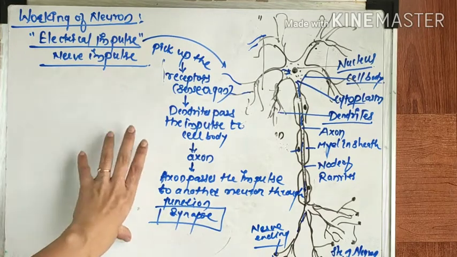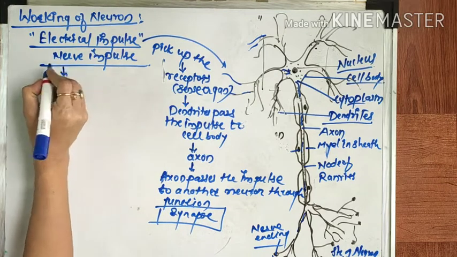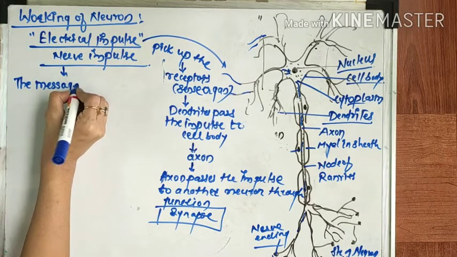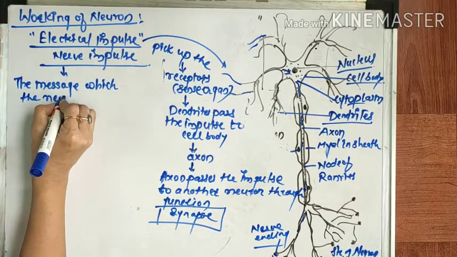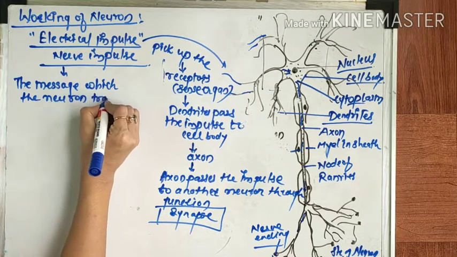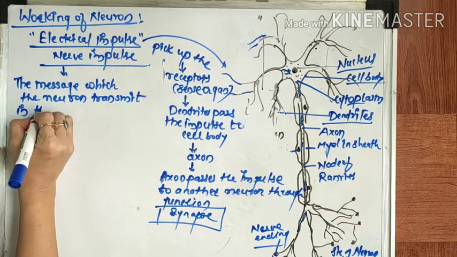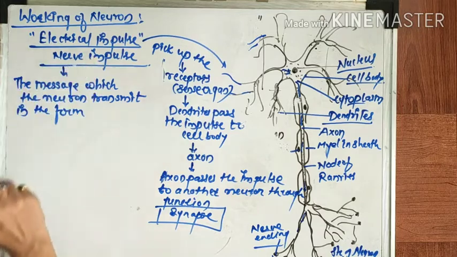Again, I will repeat this part so you will understand very well. Right now we are talking about how the neuron works. So what do you mean by nerve impulse? How can we define it? Already studied, but again I will explain. The message which the neuron transmits in the form of electrical impulse is called a nerve impulse.